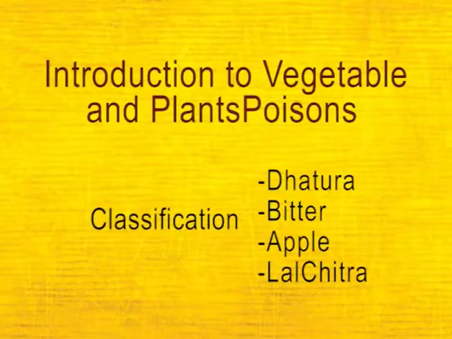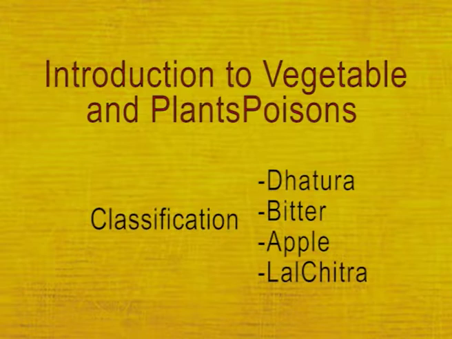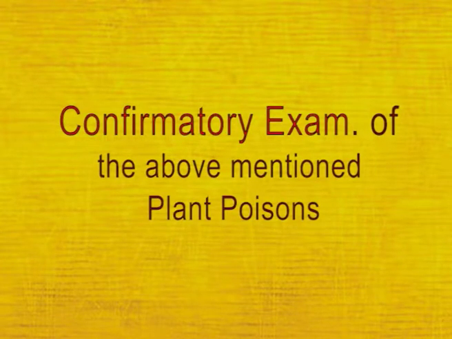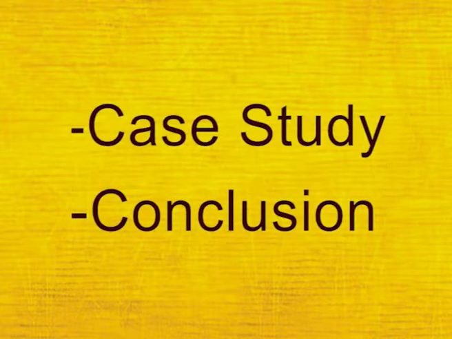Today, in Module 1, we will be looking at Introduction to Vegetable and Plant Poisons and their classification, that is, Dhatura, Bitter Apple and Lalchitra. Module 2 will deal with the preliminary examination of the above mentioned plant poison. Module 3 will deal with the confirmatory examination. Module 4 will deal with the forensic importance of the above mentioned plant poison. Module 5 will be dedicated to case study, and finally, Module 6 will be our conclusion.